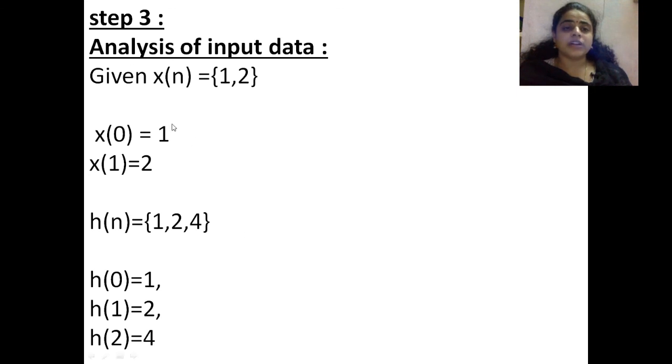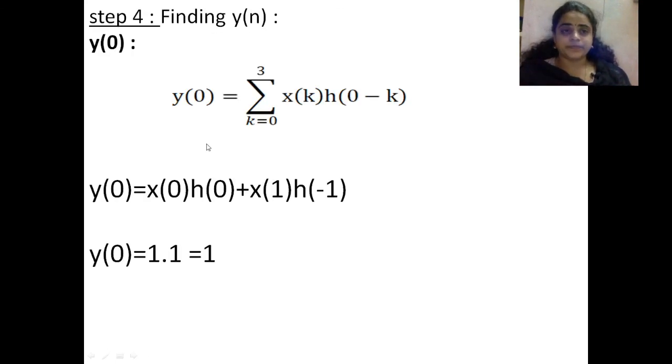Analysis of input data. They have given x of n and h of n. So we have to analyze the data by writing it elaborately like this: x of 0, the 0th sample value, is 1, the first sample value is 2. Similarly, h of 0 is 1, the first sample is 2, the second sample value is 4. Like that you have to analyze the data.